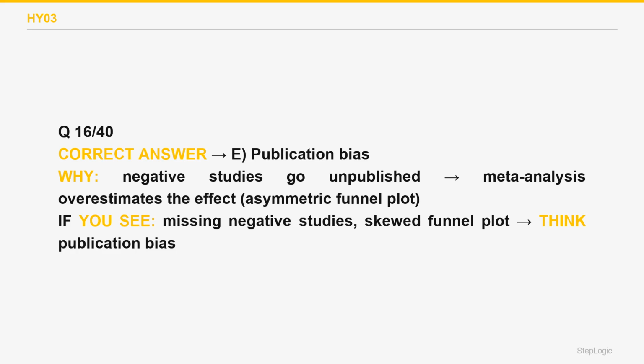Attrition bias is about participants dropping out of a single study during follow-up, not about whole studies going unpublished. Choice D, wrong. Confounding is distortion by a third variable within a study, not a problem of which studies make it into the literature. Choice C, wrong. Missing negative studies inflating a meta-analysis is publication bias.